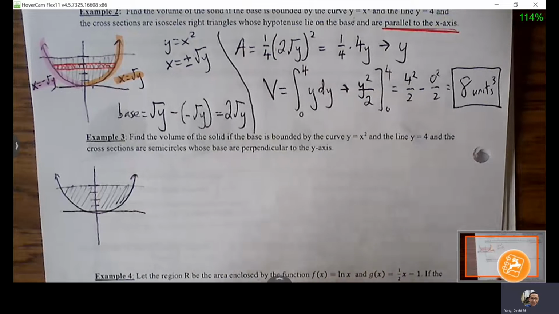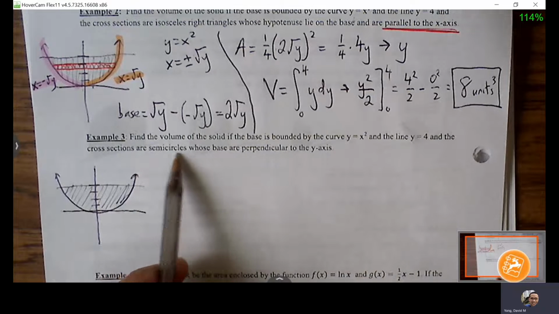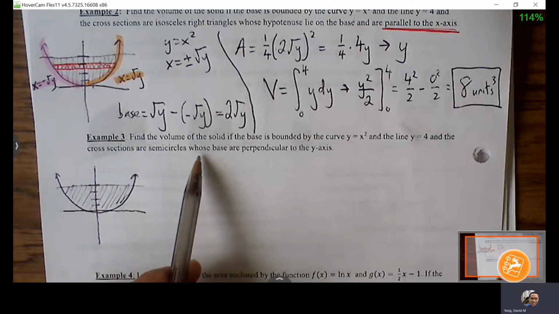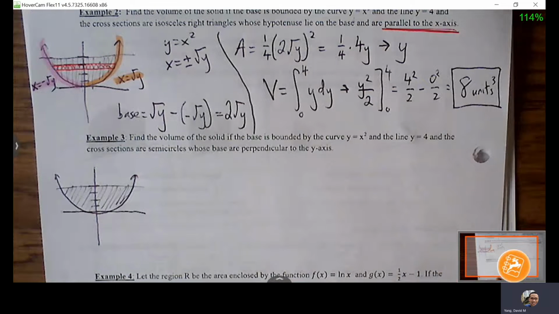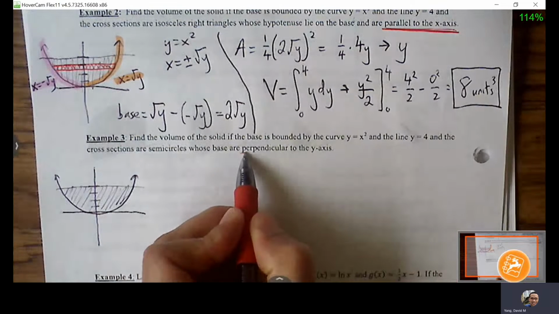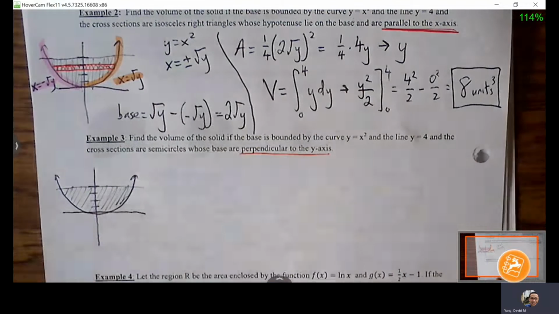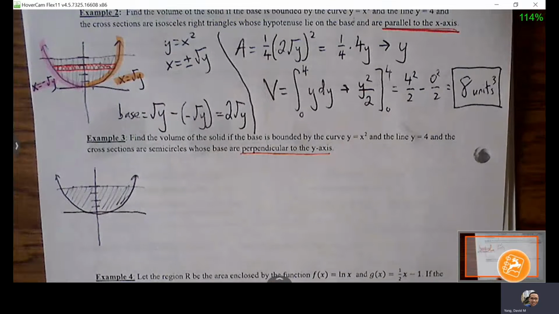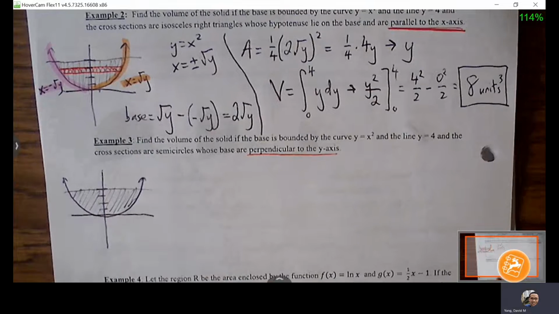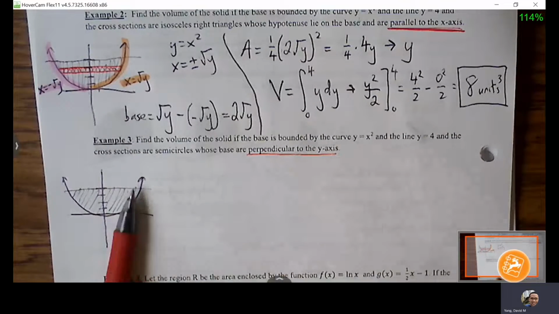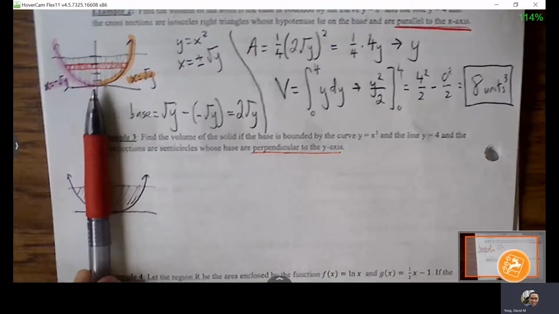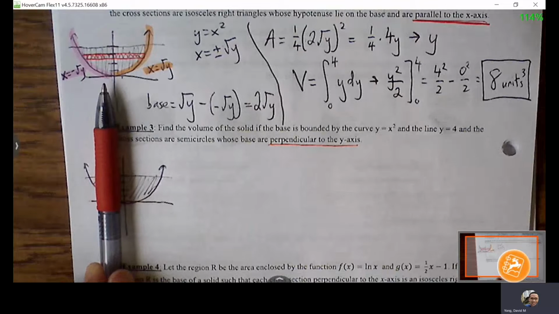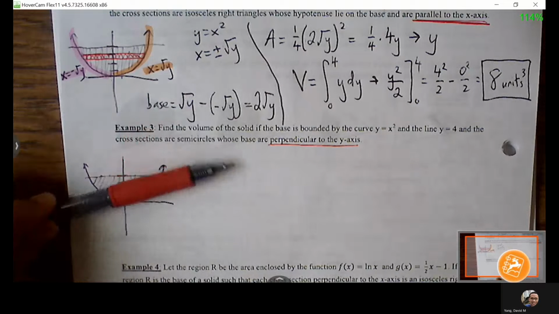Okay, same shaded region. We're building a different shape, semicircles, but that comes later. Let's figure out how to draw the base. Okay, the base is now perpendicular to the y-axis. Which direction is that? Okay, let's think about that. So the y-axis is this direction, right? So perpendicular to it would be horizontal.